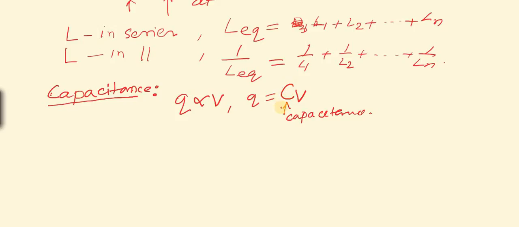This capacitance value depends upon the geometry or shape of the two charged plates and the dielectric medium. For a two parallel plate capacitor, the value of capacitance C is equal to εA by d, where ε is equal to ε0 εr, the dielectric constant.